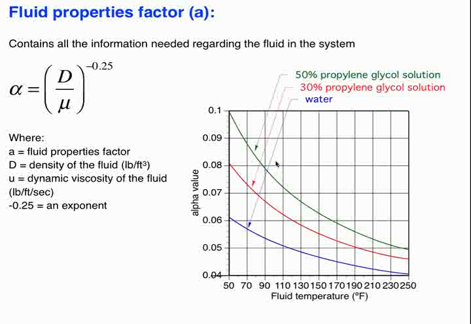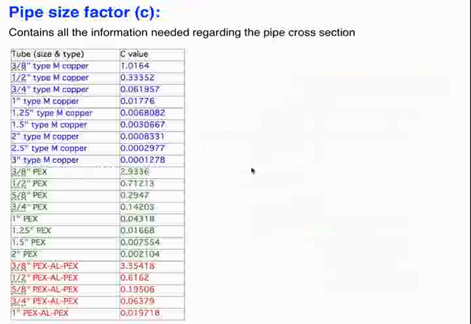All right. The next number you have to come up with is the C value, and this gives you all the information needed regarding the geometry of the pipe, the area of the pipe, its cross-sectional area, and it's very simple. Here's the same table of tubes that we looked at previously: copper, PEX, PEX aluminum PEX, and here's the C values. They've been pre-calculated and just listed in this table. So if I'm working with a piping circuit with 1-inch type M copper, the C value is that value. All right?